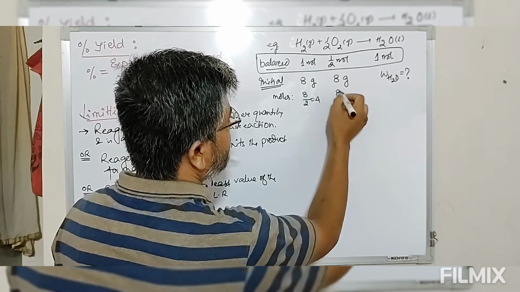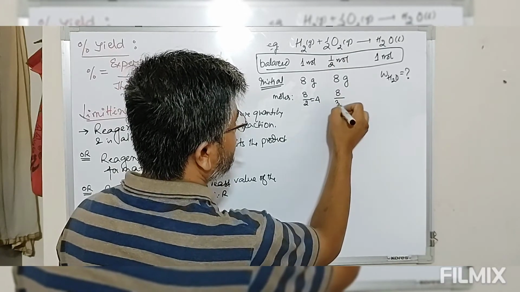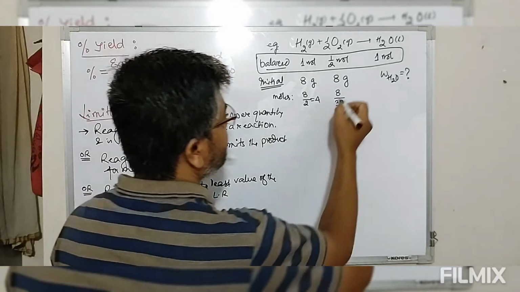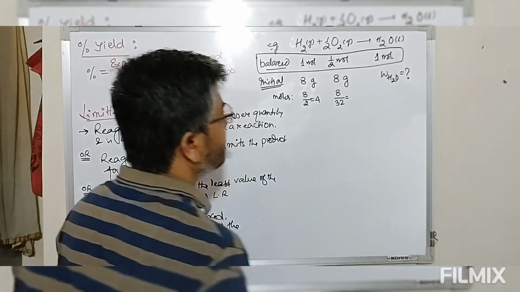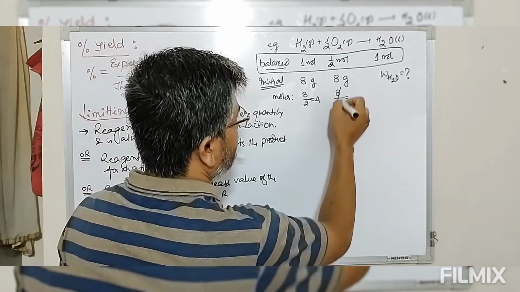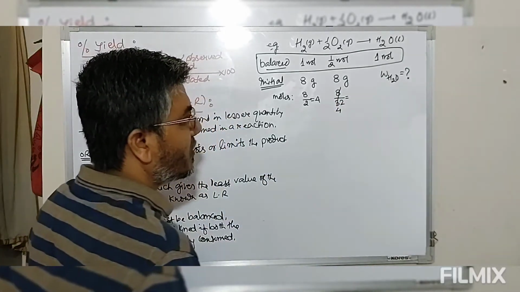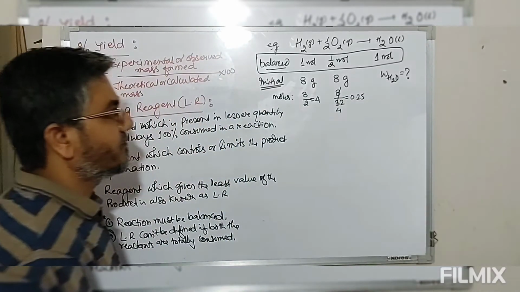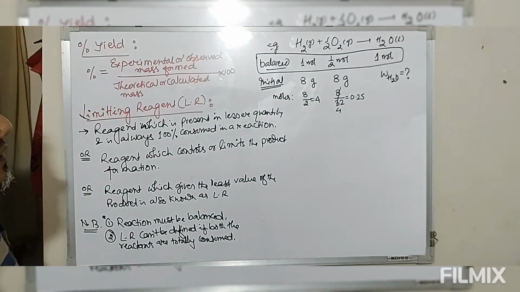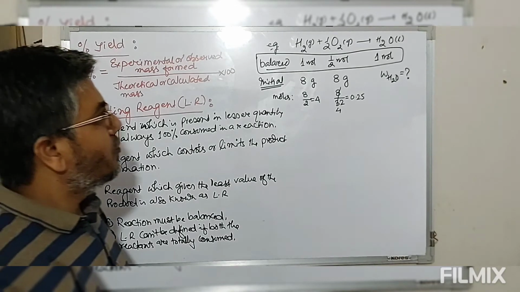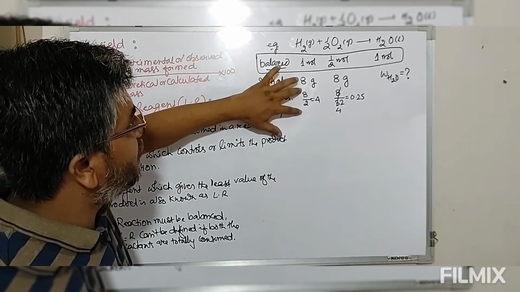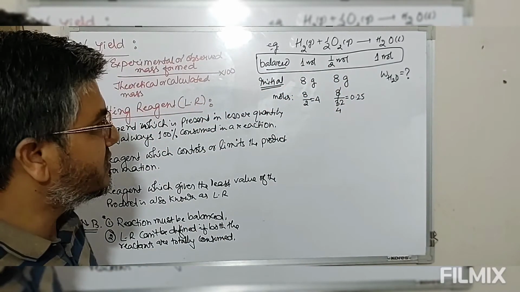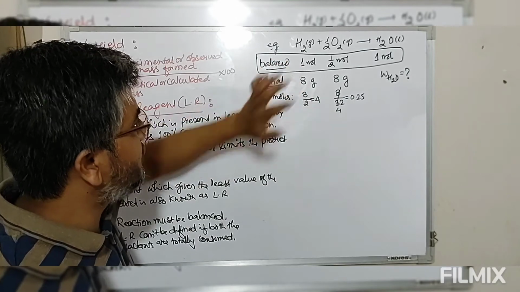Now mass of oxygen is 8. Molecular mass of oxygen is 32. So we have 8 by 32, that is 1/4, 0.25. So we are starting with 4 moles of hydrogen and 0.25 moles of oxygen gas. This is the moles corresponding to 8 grams.